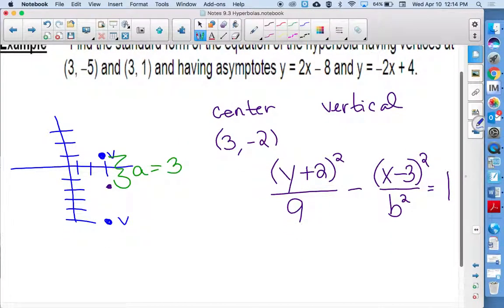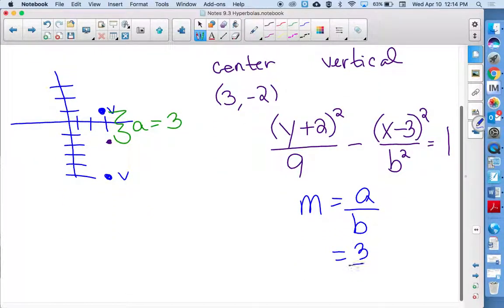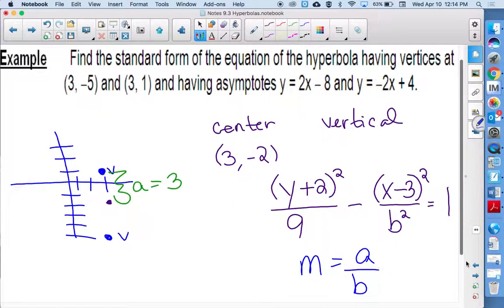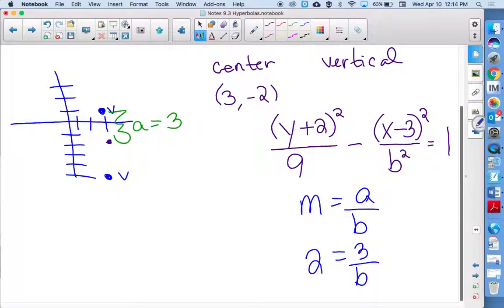So we use slope, and the fact that slope is equal to rise over run. The rise is 3, so I can plug in a 3 there for my rise. But we don't know the run. However, what's the slope of the asymptotes? 2 or negative 2. It doesn't matter which one you use. So we can plug that in, taking the slope of one of the asymptotes and solving for b. So b is going to be 3 halves.